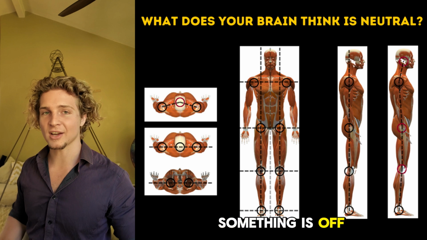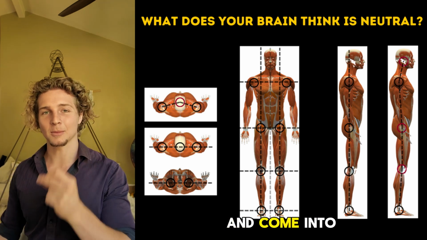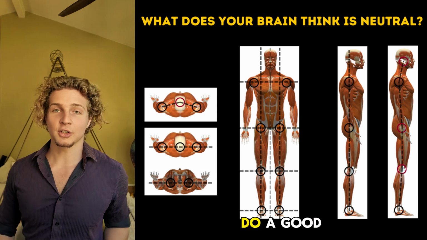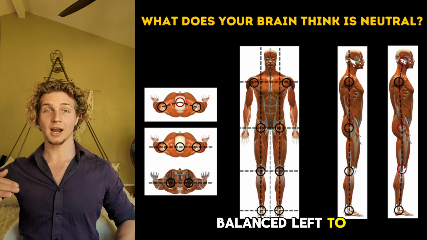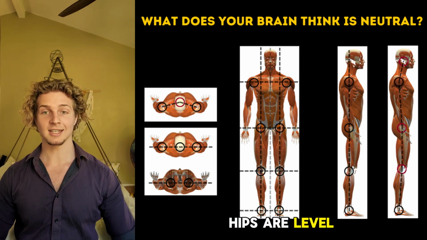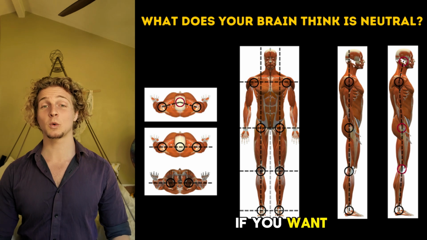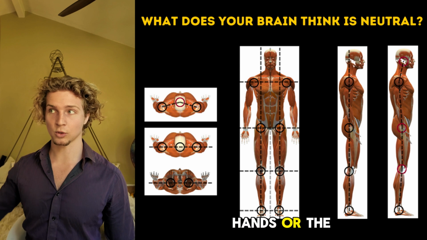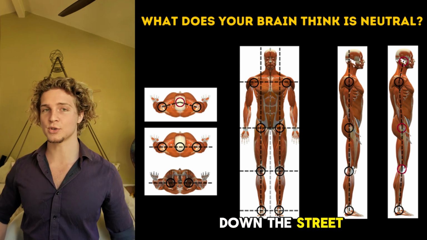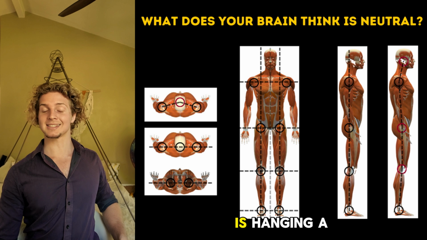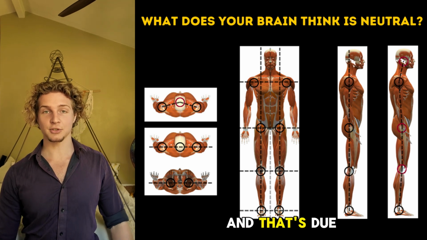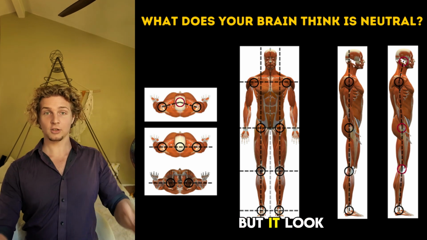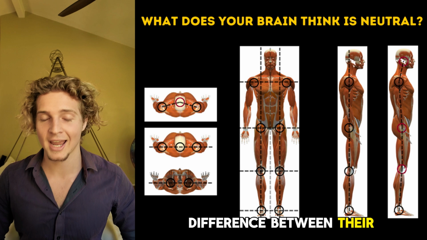If we notice something is off every day, we can make a little bit more progress and come into a little bit more of an ideal posture. This guy does do a good job at being balanced left to right. So his shoulders are level, hips are level, knees are level. If you want a quick little hack to see if you're reasonably balanced, look at the height of somebody's hands as they walk down the street. Often you will see that one hand is hanging a lot lower than the other, and that's due to some sort of asymmetry in the shoulders or the hips or wherever it's coming from. It looked like a big difference between their hands.